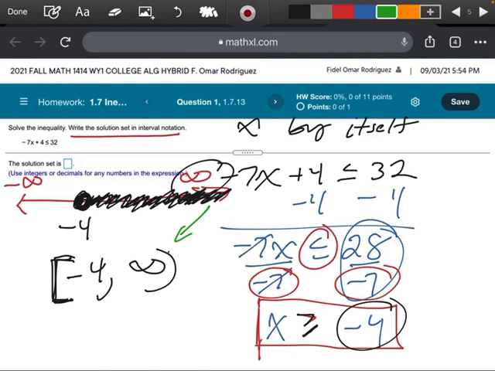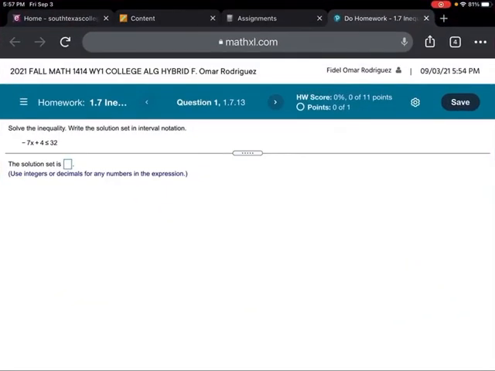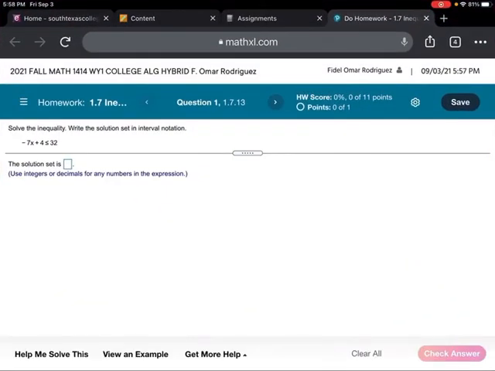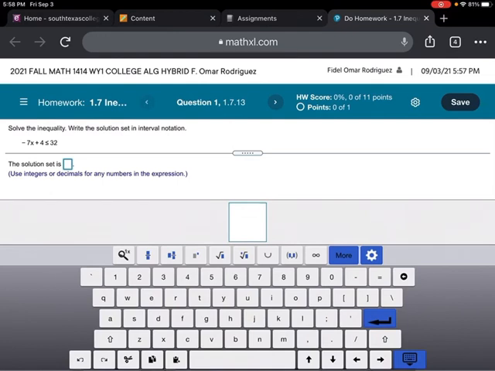Okay, so the question is now, how do I put this in my math platform? So let me show you. I'm going to come over here. I'm going to hit my little answer. Okay, so I should have a bracket button right here. So if you look at my keyboard, there's Y, U, I, O, P, and then here's my bracket. And then I'm going to hit negative 4. So where's my minus sign? Right here, negative 4, comma.